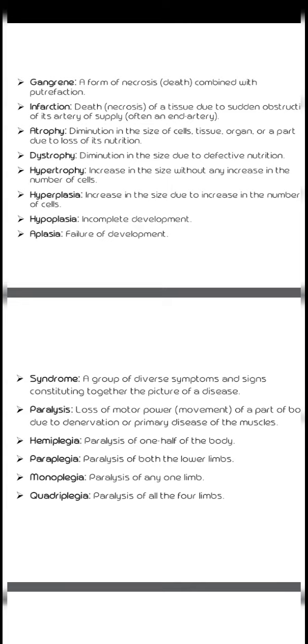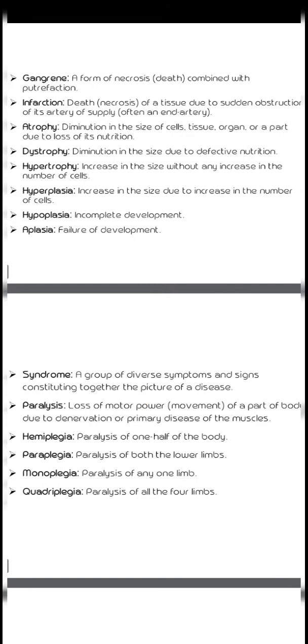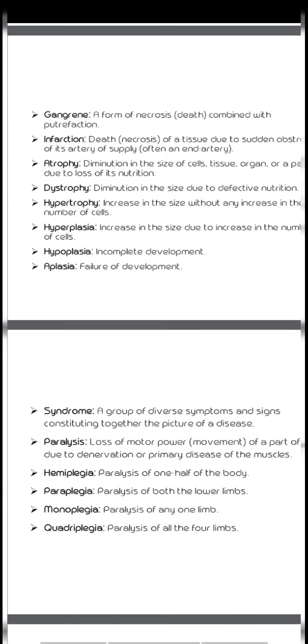Atrophy, I've explained to you earlier, is diminished size of a cell, tissue or organ, or a part of an organ due to loss of its nutrition. A good example is when we apply a cast to a fractured part, it undergoes atrophy. So atrophy means decreased size. On the other hand, dystrophy is due to diminished nutrition. Atrophy and dystrophy may seem the same, but they are different in nature.